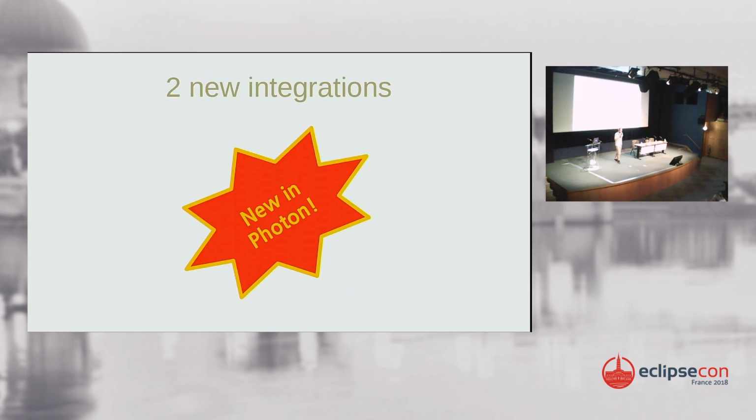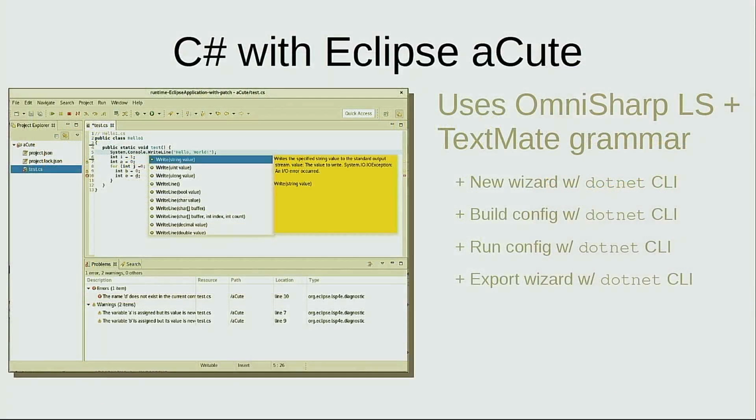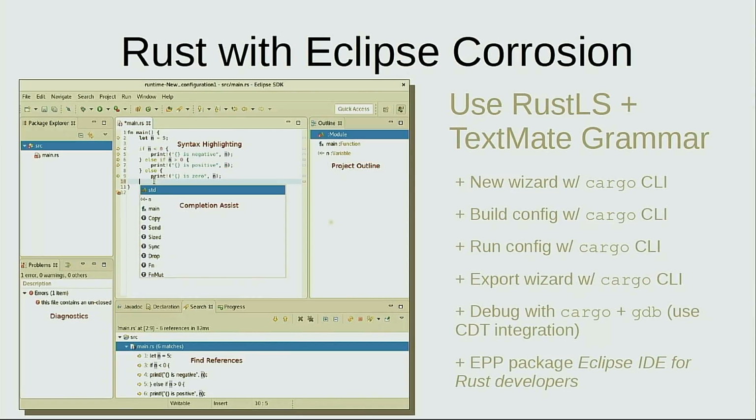Those layers allowed us to implement 2 new integrations for Eclipse Photon with very low manpower, which is about 2 weeks from Lucas Bullen and I. 2 weeks. The first one will be C# edition in Eclipse IDE with Eclipse aCute. aCute embeds the OmniSharp language server in Eclipse IDE to provide content assist and so on. And it also uses the .NET command line to integrate new wizard, debug, new wizard export, run, and so on.